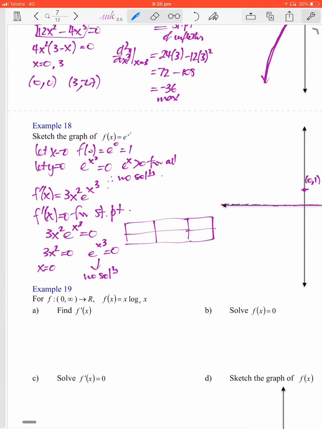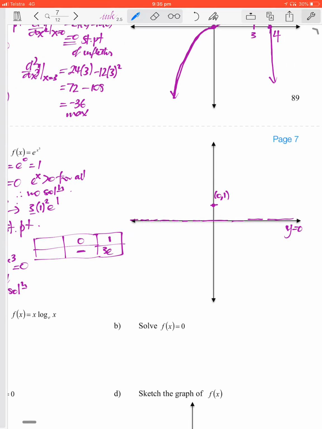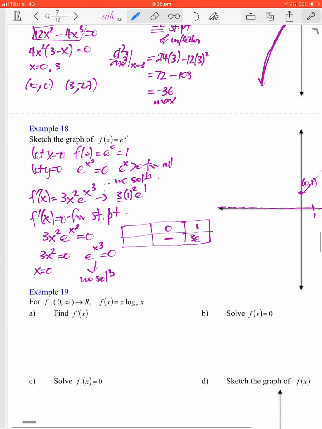Okay, so when it's 0, it's got a flat gradient. When it's 1, if we put 1 into the derivative, we're going to get 3 times 1 squared, and then times e to the 1. So we're going to get 3e, which is positive. So it's got a sloping upwards gradient because we chose a point to the right, 1, and it's got a positive gradient, so it's going to keep going up.